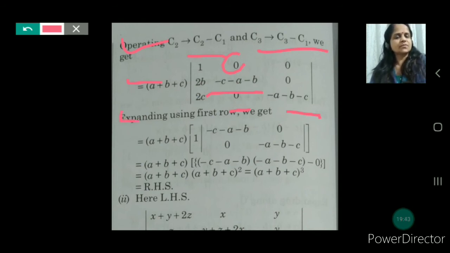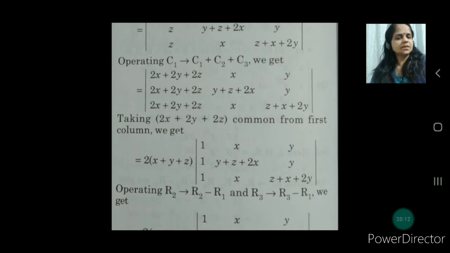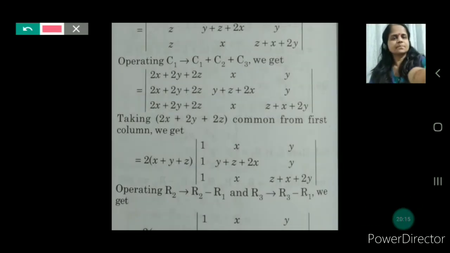From the first row you will see that the first row and first column will be eliminated, and here it is c minus a minus b, 0, and 0, a minus b minus c. Now multiply these terms and you will get the answer. For the second part, here also applying the property C1 plus C2 plus C3.